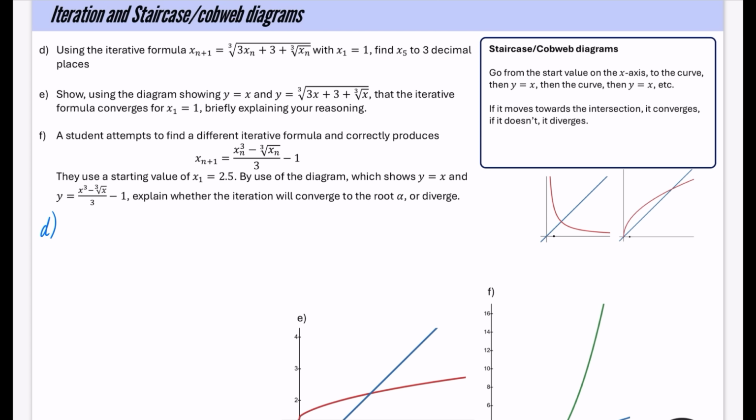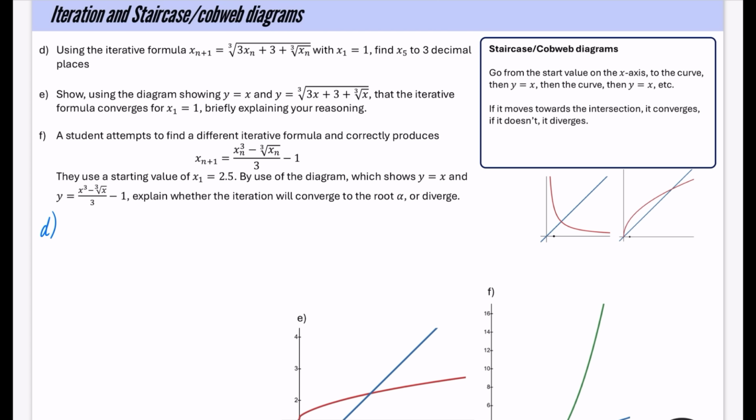Now what I'm going to do is have a look at these staircase and cobweb diagrams. So when you have a staircase or cobweb diagram, if you want to try and work out what this is where you have the iterative formula. So the red part is the iterative formula, which is the part on the right-hand side. And the blue part is just y equals x, which is always the left-hand side of the iterative formula. So we have y equals x, and then the red part is the actual iterative formula that is on the right-hand side.